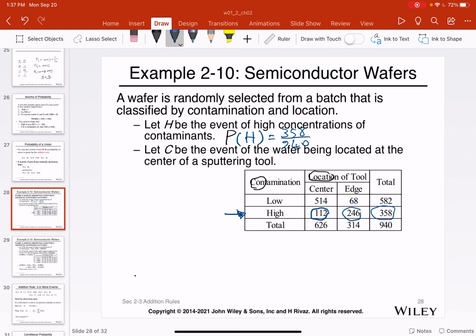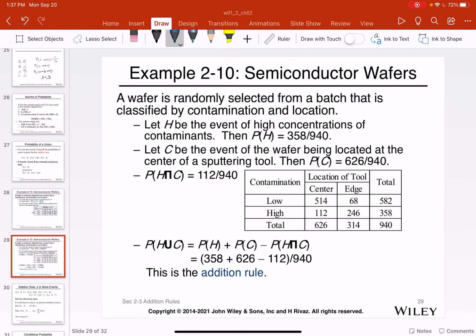Okay. So this is the one we just wrote down here, and the rest of them are also quite similar. Probability of contamination is going to be... C is the center, right? So center is going to be this guy. Basically, this row, this column gives me center. And probability of H intersection C, so here I care about both high contamination and center, so that's going to be 112, right? That's the intersection. Again, divided by 940. I always divide by the total number.